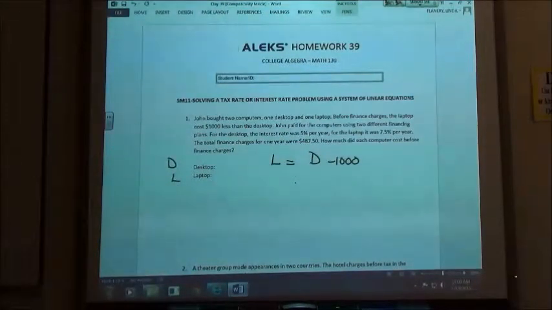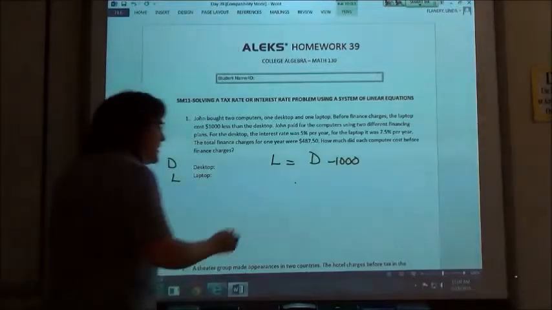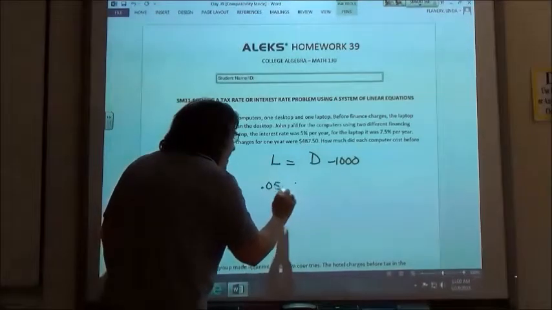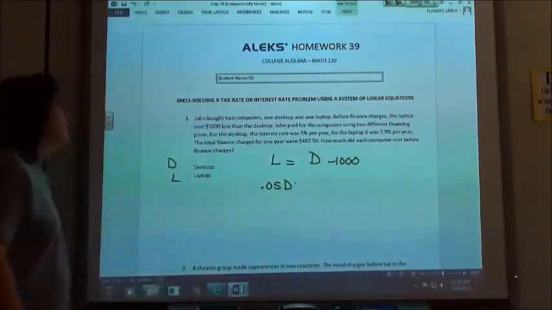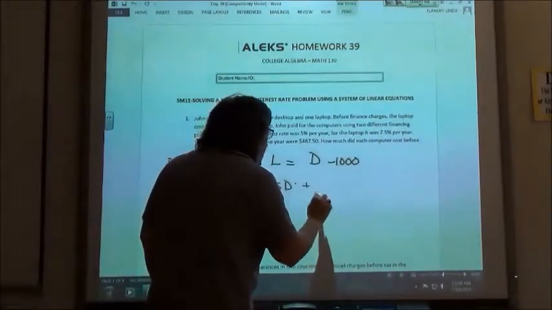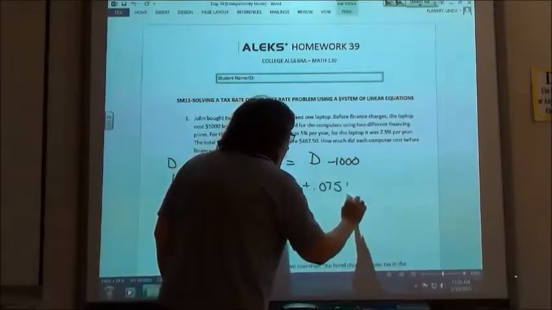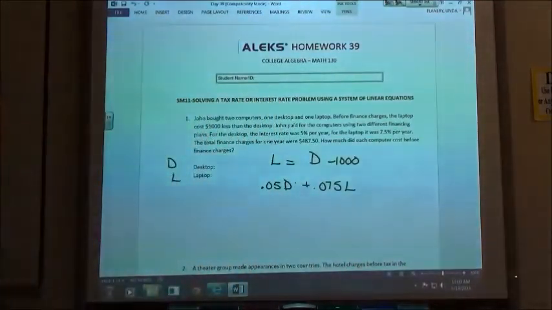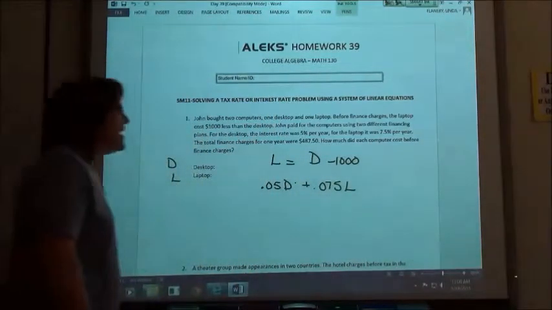Second part, for the desktop, the interest rate was 5%. So 0.05 for the desktop. For the laptop, it was 7.5%, plus 0.075 on my laptop. Total finance charges $487.50.